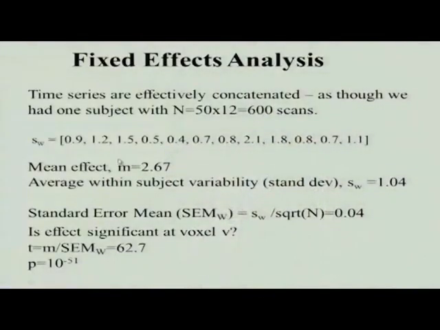And what we do then with the fixed effects analysis is effectively you just concatenate the time series from all the different subjects. So instead of now having 50 scans from one subject, you've got 50 times 12 scans, which is like 600 scans. And this is your whole study. And you compute the mean effect over all the subjects, and that actually turns out to be the same as it was before.